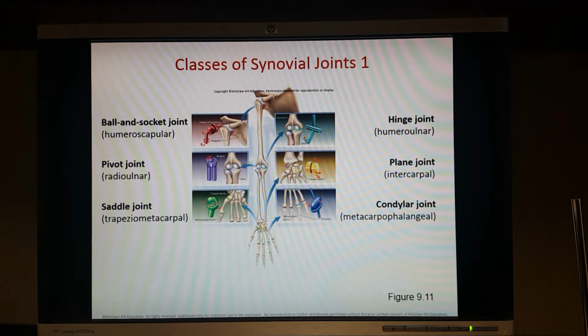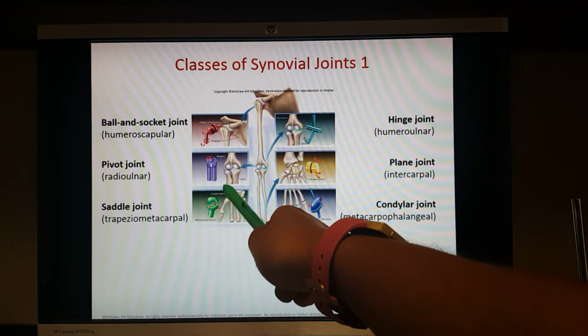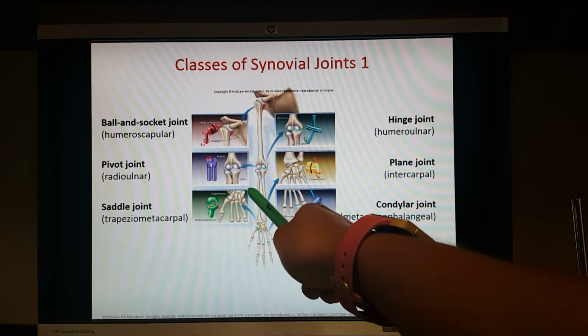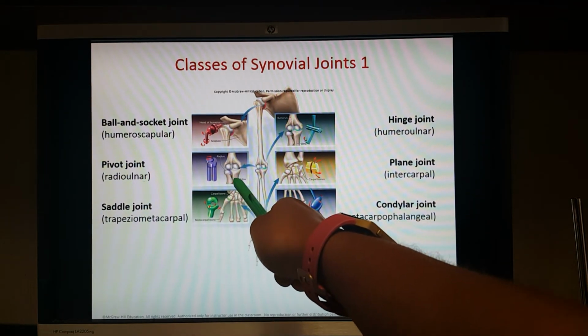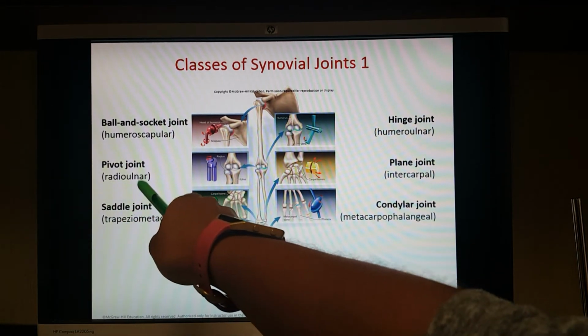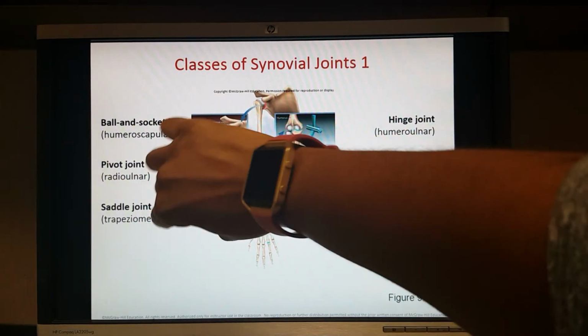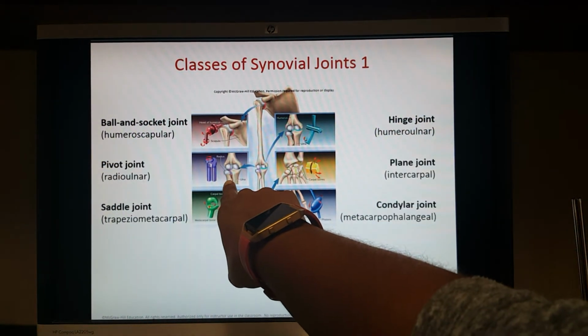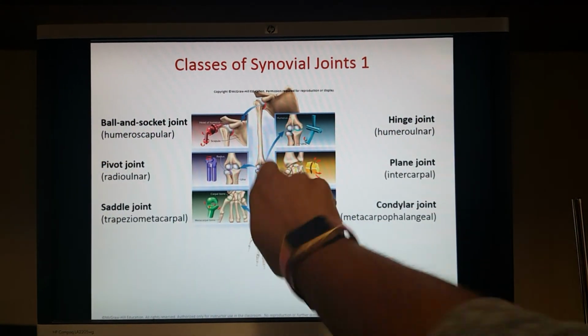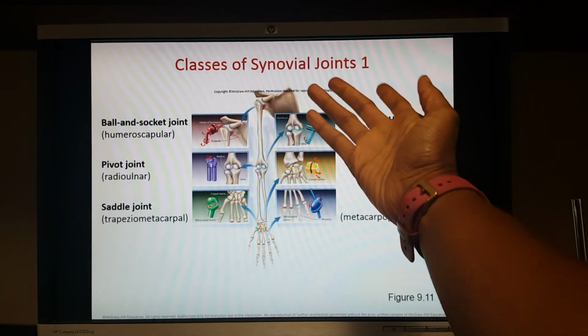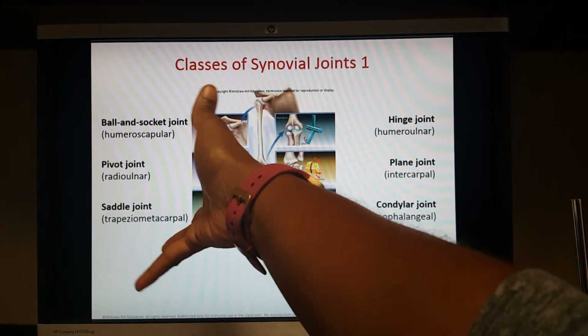Let's see, going down, go on the side. So the next type is a pivot joint, and that's between the radius and ulna. So it's the radio-ulnar joint. So as your arm twists, these two bones, which are in your forearm, are able to glide around each other, and therefore giving the forearm the twist motion.